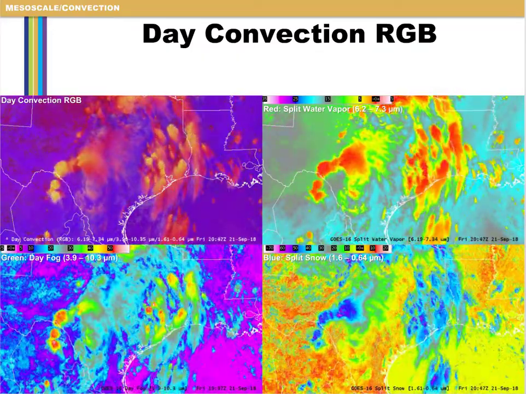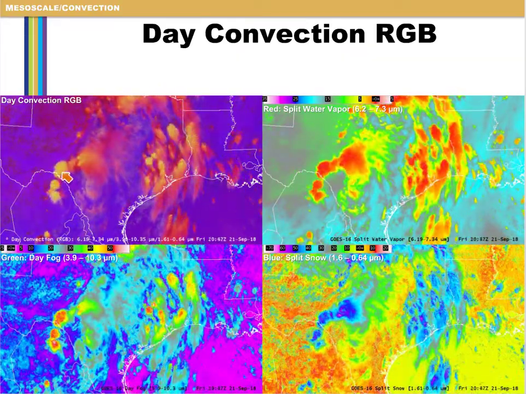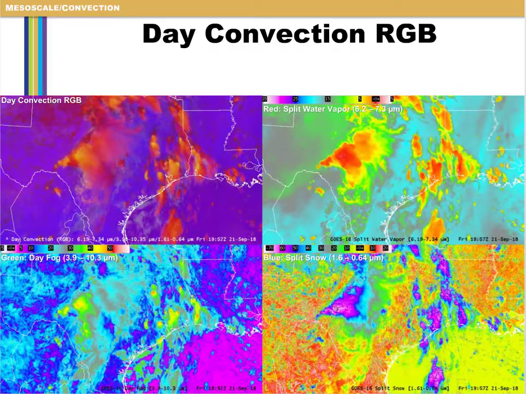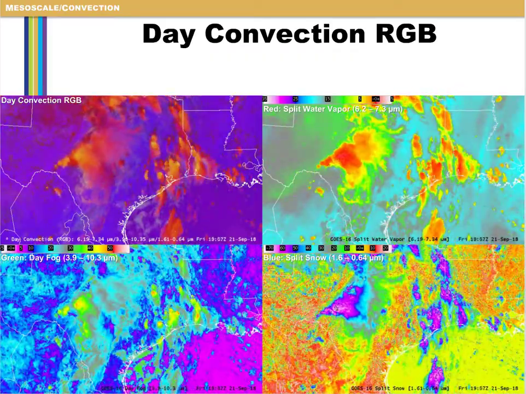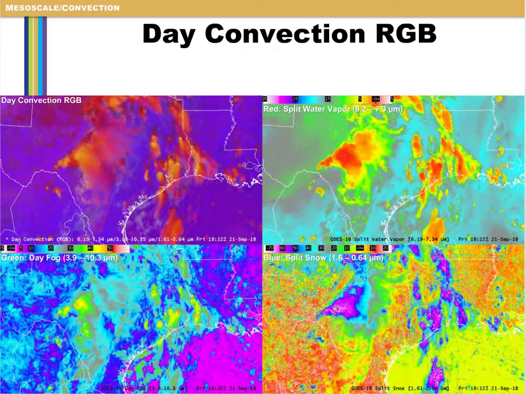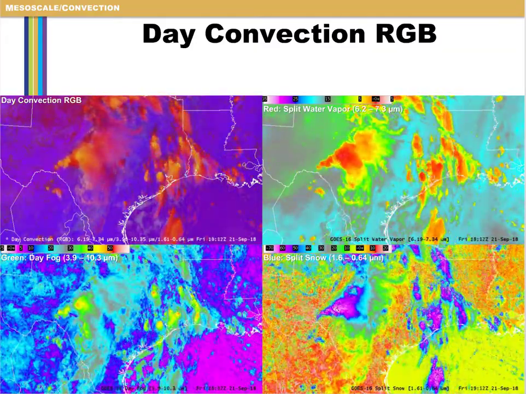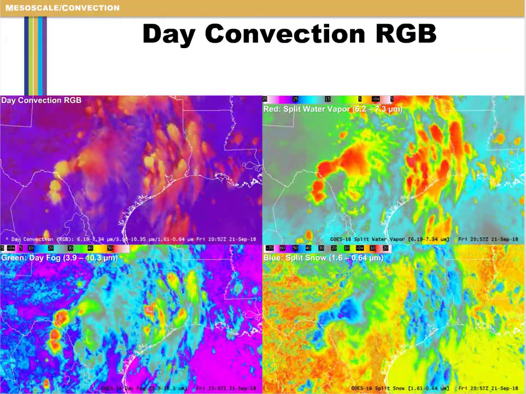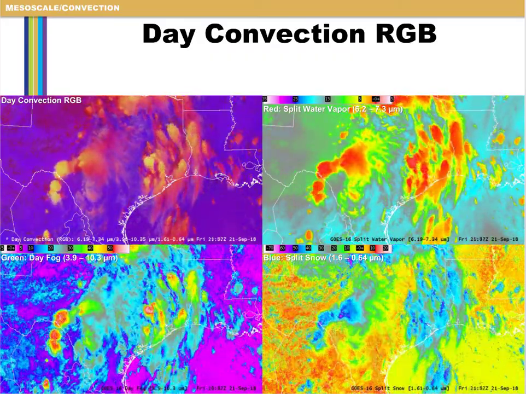In the RGB product, the strongest convection is depicted in yellow, with a strong relative contribution from red due to cold cloud tops and a strong relative contribution from green, since the 3.9 micron band is large for small ice particles. Ice particles do not have time to grow within strong convective updrafts. The large red and green components is why we see yellow.